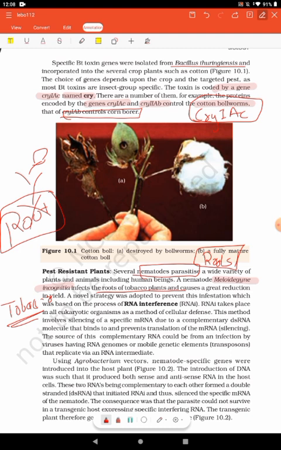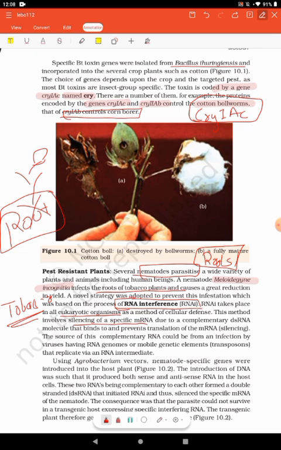So to prevent that, a strategy has been adopted which is known as RNA interference. RNA interference generally takes place in eukaryotic organisms as a cellular defense. It is a defense mechanism already found in eukaryotic organisms. This method involves silencing of a specific mRNA due to a complementary double-stranded RNA molecule that binds to it and prevents translation of the mRNA.